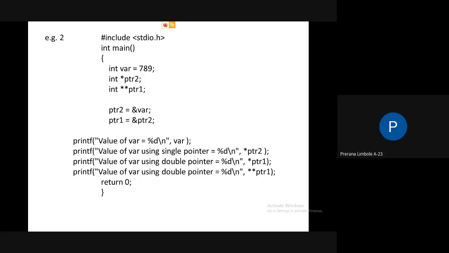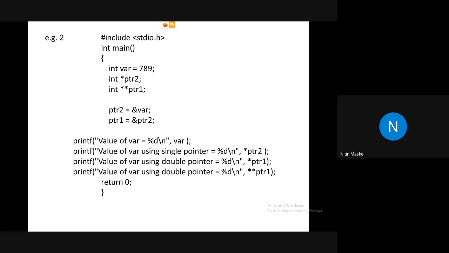First, value of the variable will be printed. Then continuously value of variable will be printed. Okay, then what will be output? What value will be printed? 789. How many times it will be printed? 4 times. Okay.